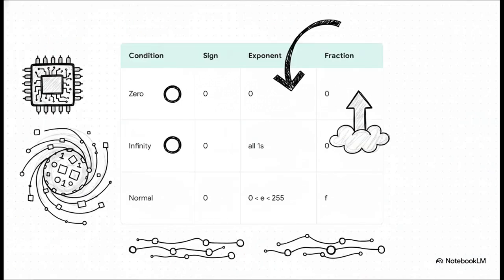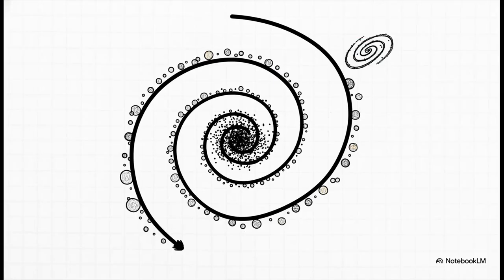Because floating point math gets incredibly complex, virtually all modern processors follow a very specific blueprint called the IEEE 754 standard, which reserves specific bit patterns for special cases. For instance, if the exponent is all zeros and the fraction is all zeros, the hardware knows that means exactly 0. But if the exponent is all ones and the fraction is 0, that is the hardware's way of literally representing infinity.